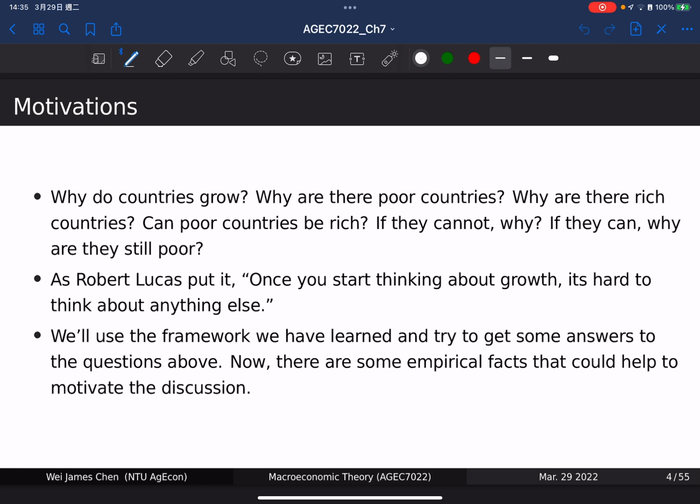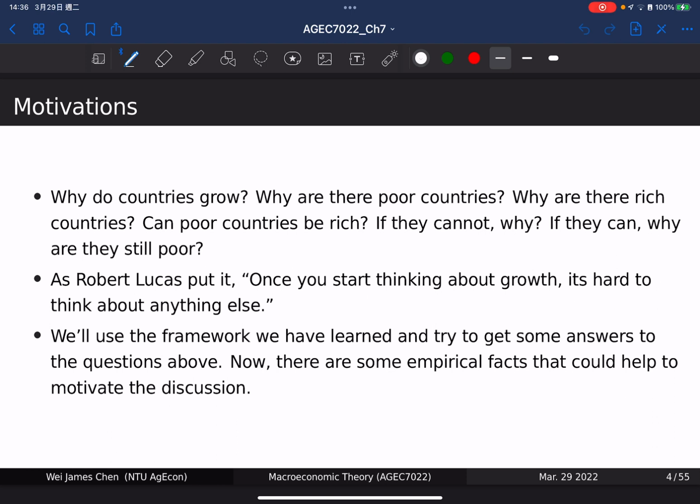And then here we want to ask you, why does economic growth matter? The questions in economic growth are questions like, why do countries grow? Or why do some countries grow and not other countries? Or why are there poor countries and rich countries? And since there are poor countries and rich countries, can those poor countries become rich in the future? If they cannot, why? If they can, why are some of those poor countries still poor?